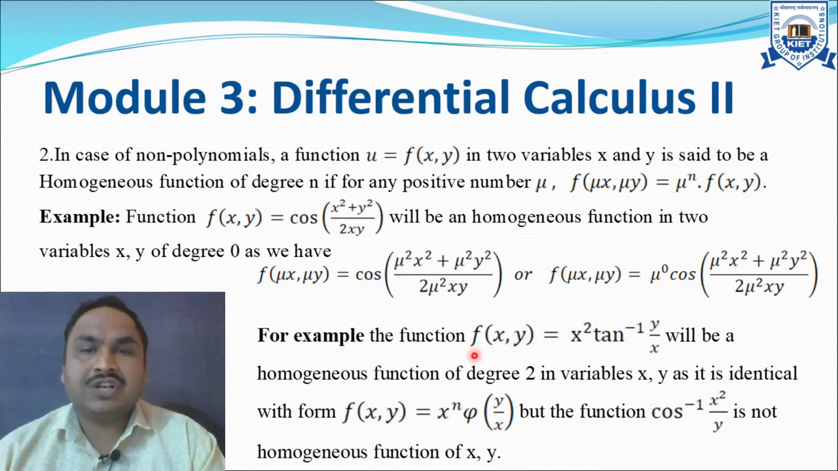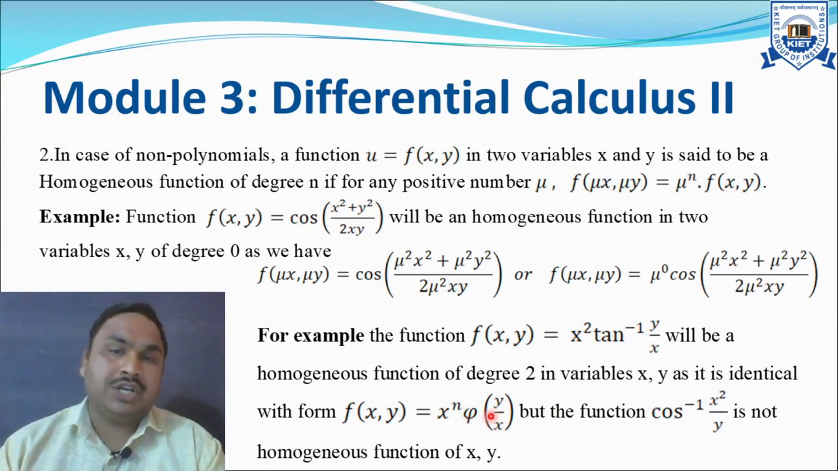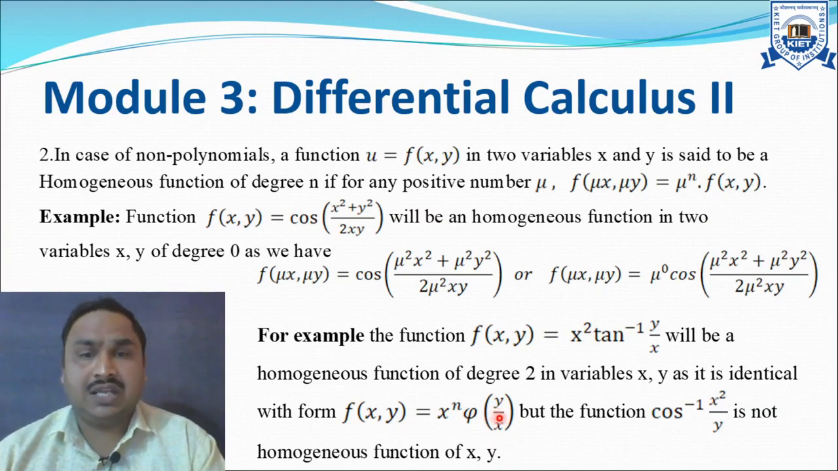Another example: the function f(x,y) = x² tan⁻¹(y/x) is a homogeneous function of degree 2 in variables x, y, as it is identical with the form f(x,y) = x^n φ(y/x). Here the function φ is tan inverse and the term is of the y/x form. The power of x here is 2 and in the standard form it is n, so by comparison n = 2. So it is a homogeneous function in x, y of degree 2.